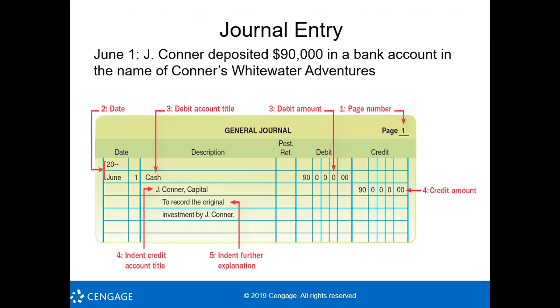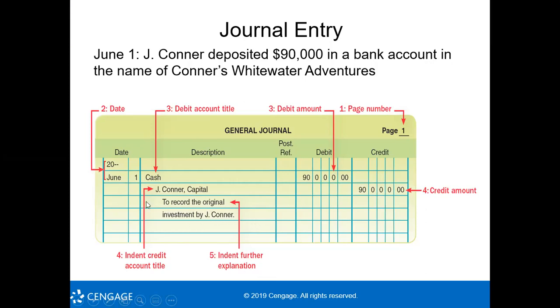Here's what that journal entry would look like. So we would debit cash. The accounts being debited, or the accounts plural, because sometimes it could be more than one, are listed first. So we list our debit accounts first, the amount to be debited, and then we list our credit accounts next and the amounts to be credited. So you'll see the date here, the page number of the general journal, and down here, indent further information to record the original investment by Jay Conner.